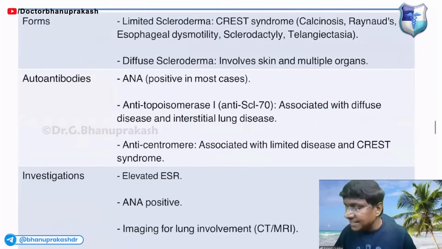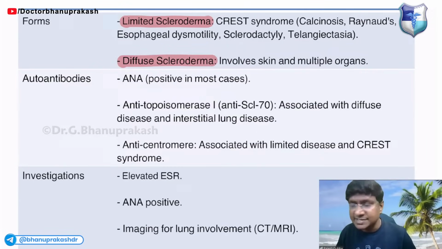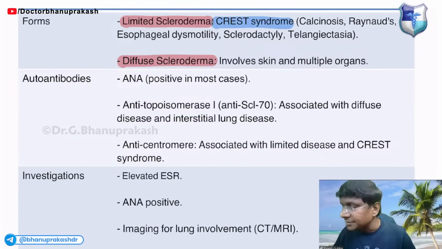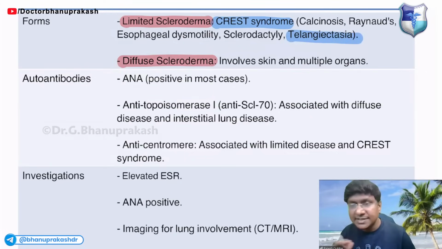And as I have said, we have two forms. One is limited scleroderma and the other is diffuse scleroderma. Limited scleroderma, you need to remember CREST syndrome. Very, very important. What is this CREST syndrome? Where you have calcinosis, Raynaud's phenomenon, esophageal dysmotility, sclerodactyly, and as well as telangiectasia. This will be your limited scleroderma.